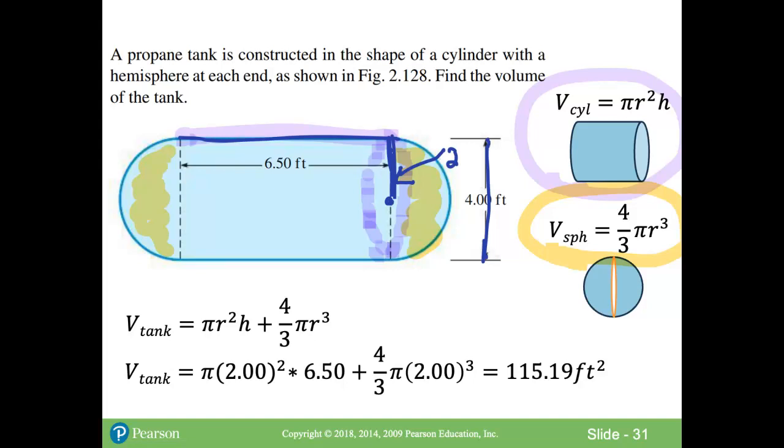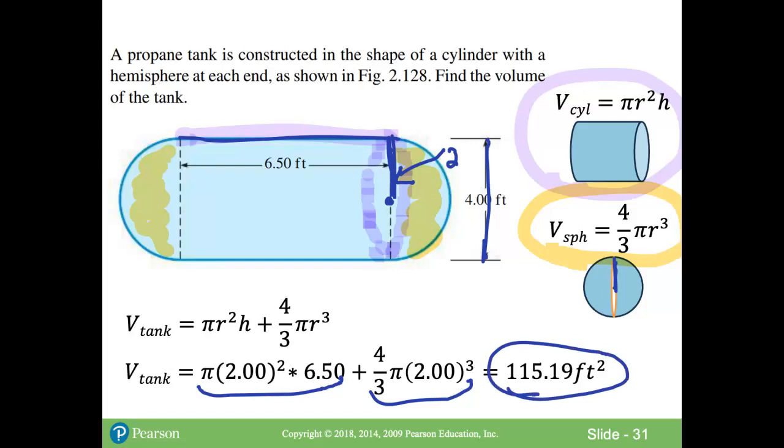The height is 6.50. And then for the two hemispheres that are put together, we're going to look at a sphere. So that's 4/3 pi times the radius of this hemisphere, the distance from the center to a point on the sphere itself, which is 2.00, and we're going to raise that to the third power. This is the volume of the cylinder, and this is the volume of the sphere that's formed with the two hemispheres. We plug all this into our calculator, and our final answer ends up being this.